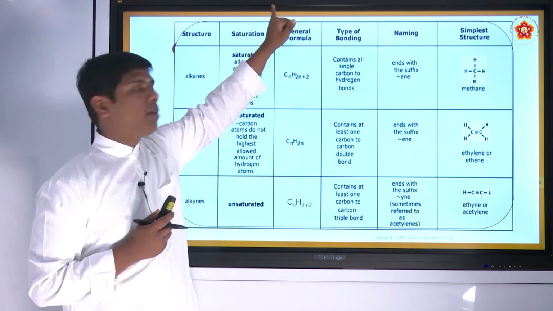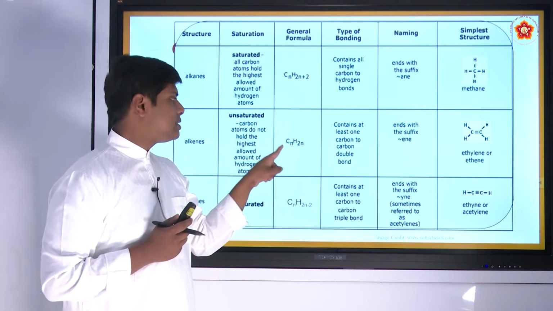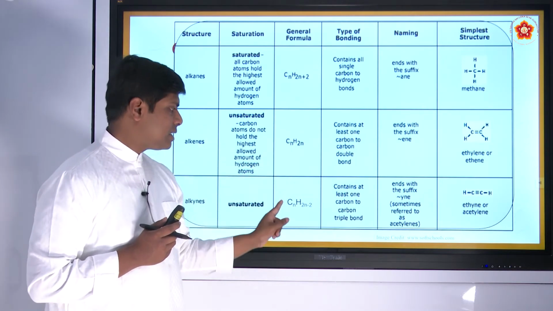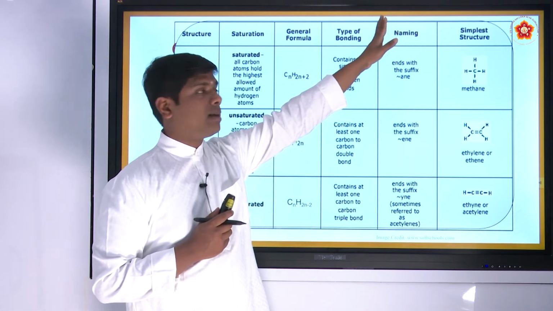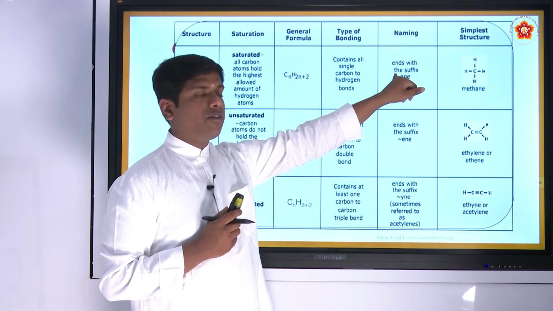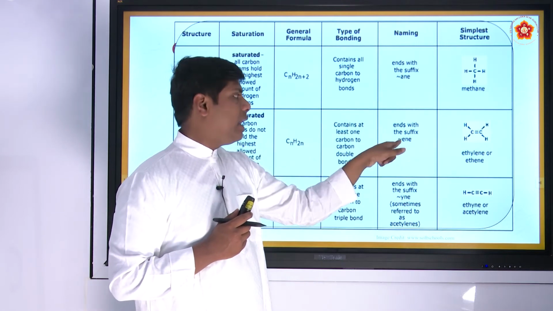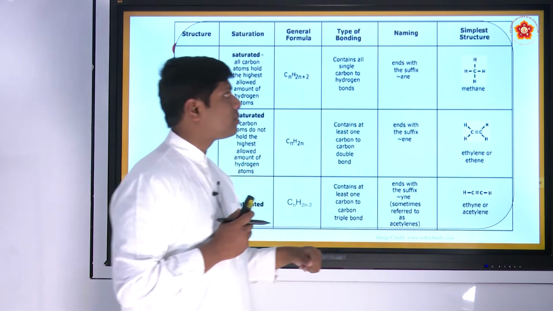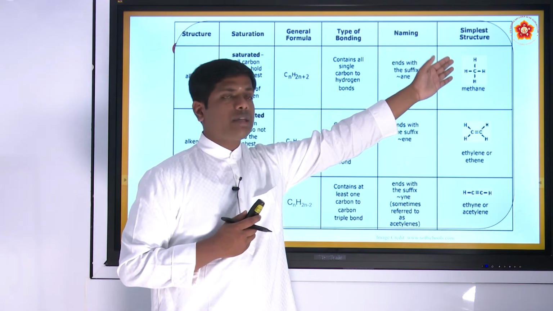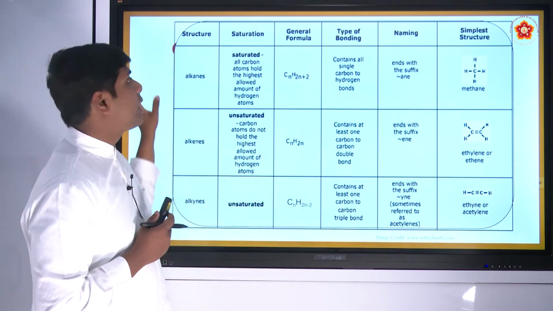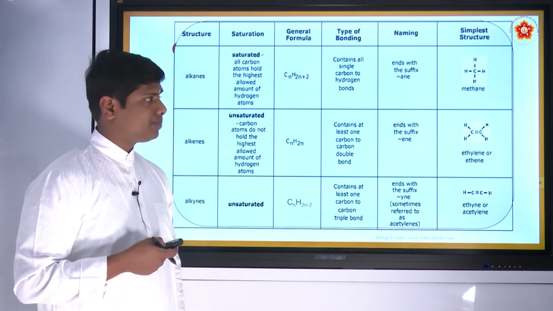Let us look at the general formula. Alkanes CnH2n plus 2, alkenes CnH2n, alkynes CnH2n minus 2. The suffix always ends with ane, ene, yne: alkane, alkene, alkyne. And we have already looked into some of the examples. This is a comparison between alkane, alkene and alkyne.